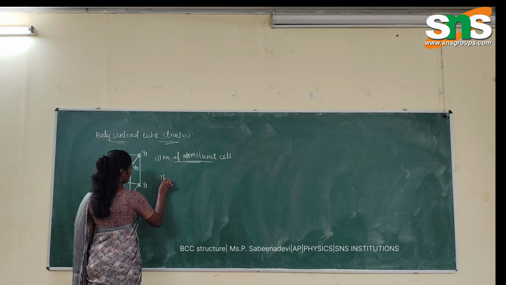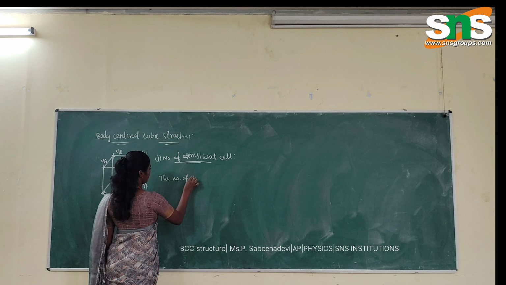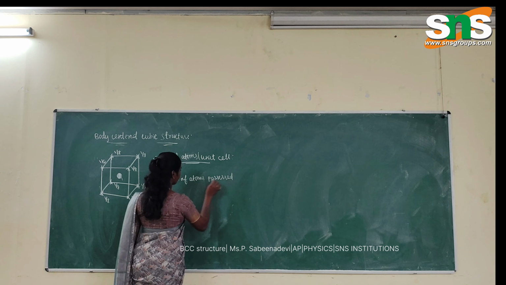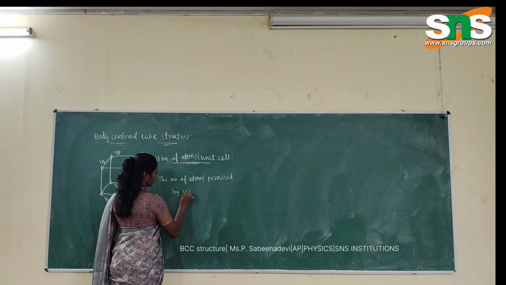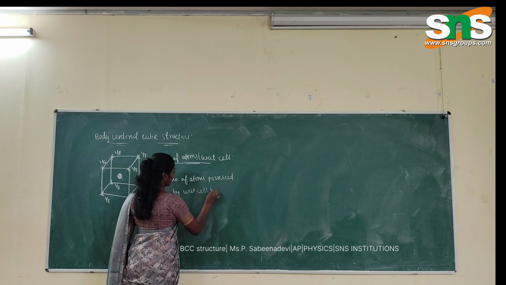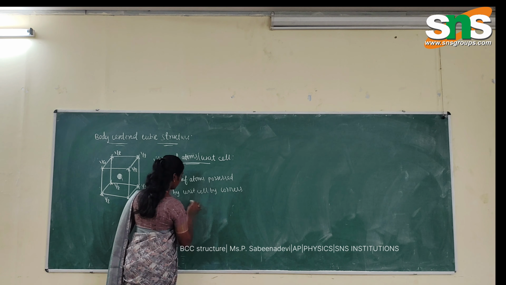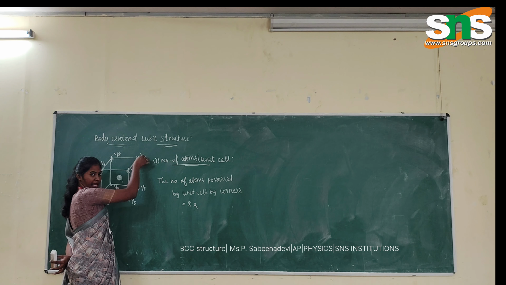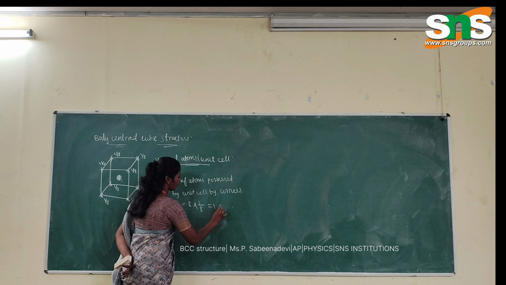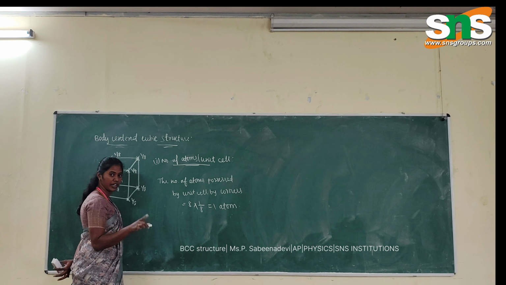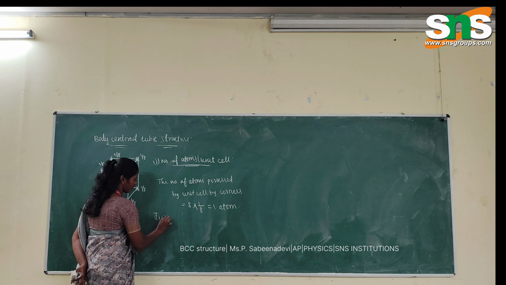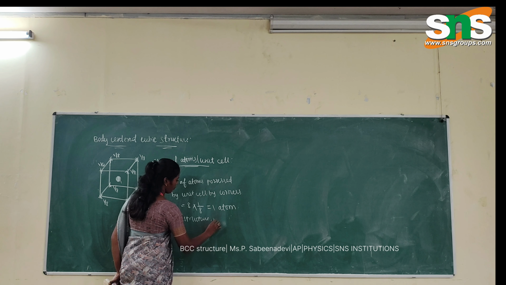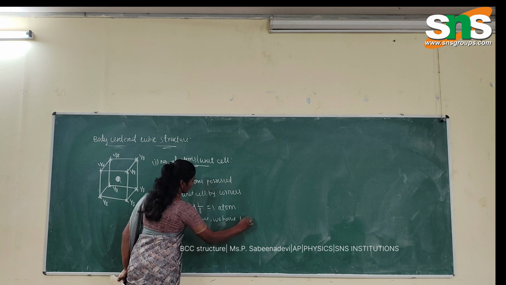The number of atoms possessed by the unit cell by corners: we have 8 corners, and each corner contributes 1 by 8 part of an atom, so that is equal to 1 atom. Inside the structure, we have one full atom.